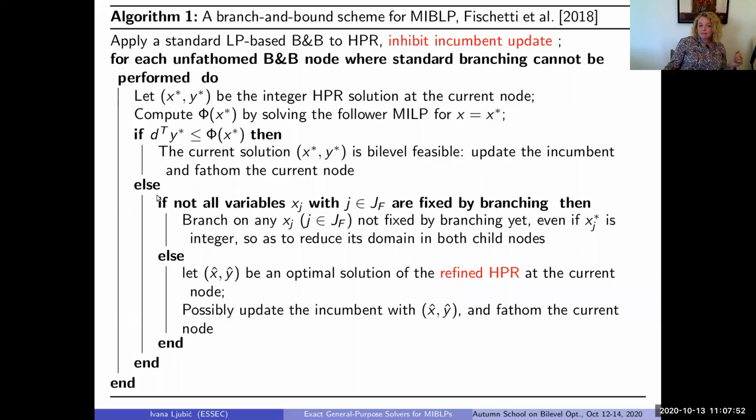And so this is precisely at this place here, after this else, and before deciding to go on for branching, that you would like to try to cut off this point, the infeasible point, X star, Y star, by adding additional valid inequalities. And one possible way to cut off these bilevel infeasible points was to use intersection cuts. And so if you start with this basic branch and bound and add separation of intersection cuts in this step here, then you get a branch and cut approach that I will present you next.